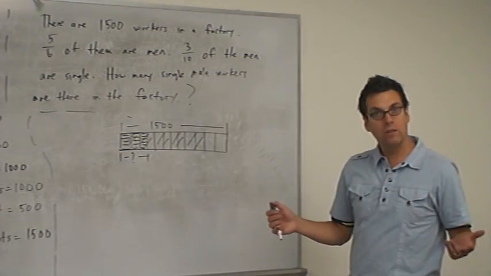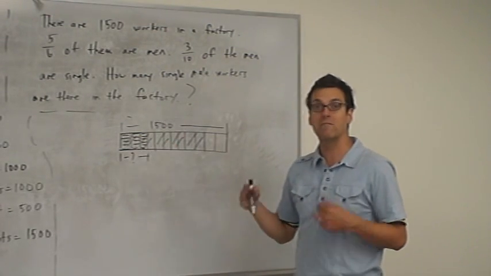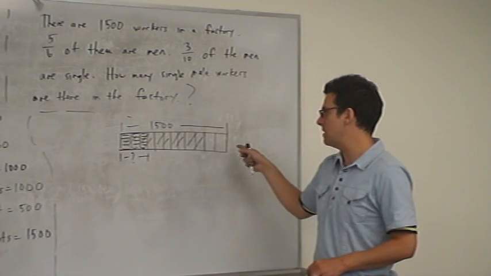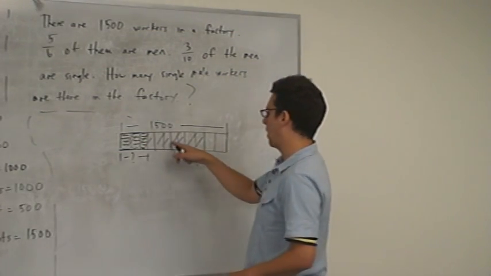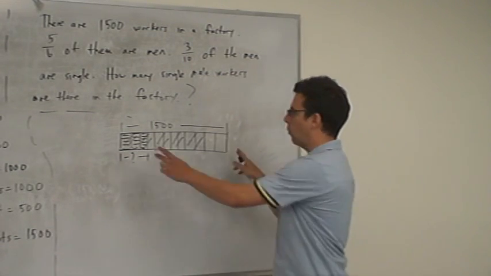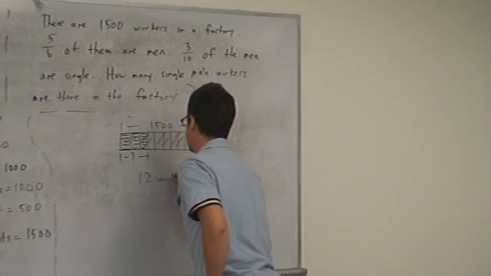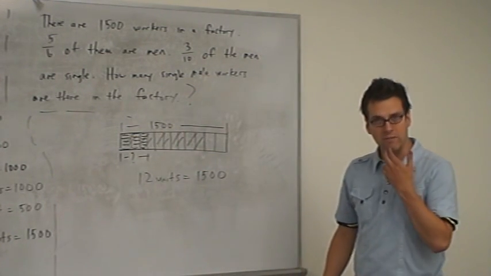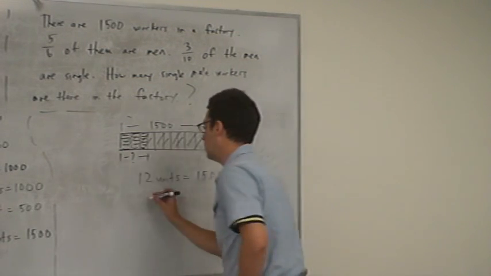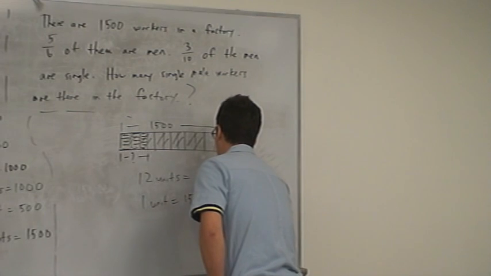Now, again, the reason why we wanted to chop all of the original pieces in half is so we can obtain a unit sentence. All of these pieces are exactly the same size, so that means they're all units. And it turns out that there are 12 of them total. 12 units is equivalent to 1,500. That is our unit sentence. Again, this is partitive division. If 12 units is 1,500, then 1 unit is 1,500 divided by 12.